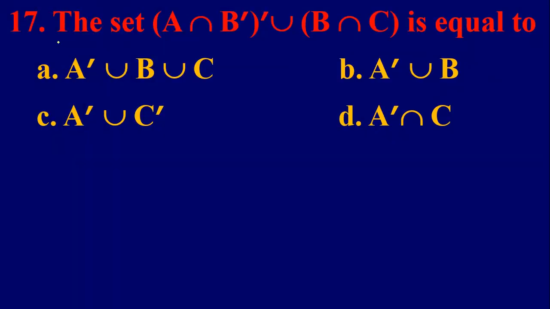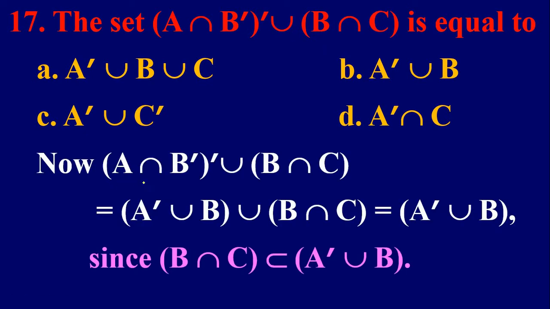Next question, question number 17. The set (A intersection B dash) whole dash union (B intersection C) is equal to what? Here we have to find (A intersection B dash) whole dash union (B intersection C). Now we can use De Morgan's law. (A intersection B dash) whole dash is A dash, and in place of intersection you write union, so it is A dash union (B dash) whole dash. But (B dash) whole dash is B only, and union (B intersection C) as it is.